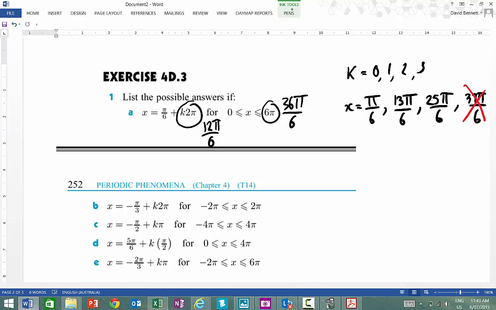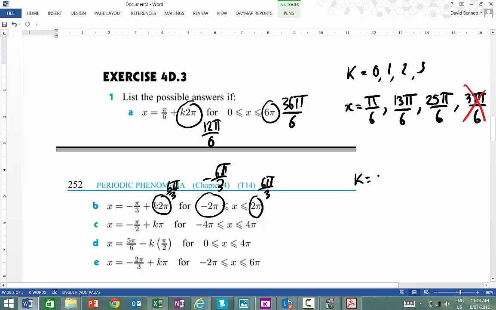Let's do one more for there, just to give you the idea. Alright, pi's on 3. I'm going to consider that as 6 pi on 3. From negative 2 pi, it's going to be negative 6 pi on 3, and that's going to be 6 pi on 3. Looking at my regions, now obviously k can be equal to 0, 1, 2, 3. It could be any multiples.